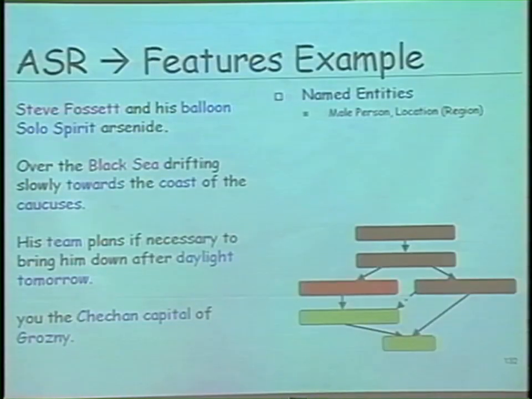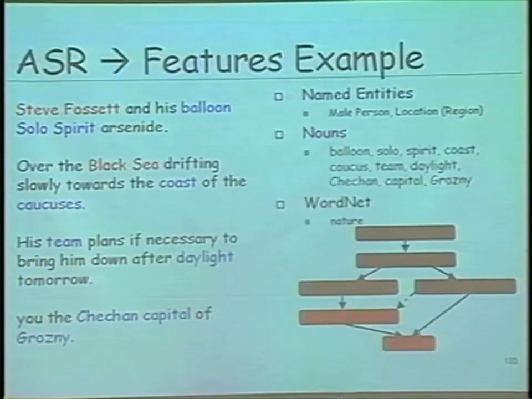Then we part-of-speech tag, and these are the things it thinks are nouns. Most of them are, but "towards" is not. Using WordNet, it actually pulls out "towards" and "tomorrow" because it doesn't have them listed anywhere in the noun hierarchy.